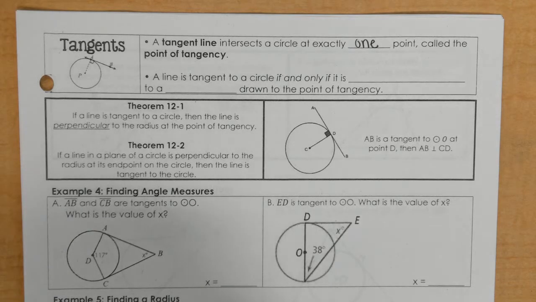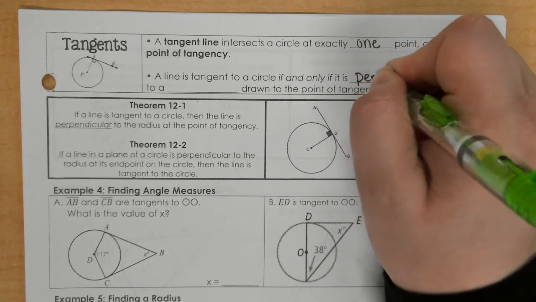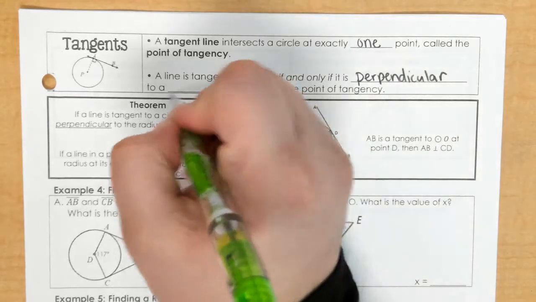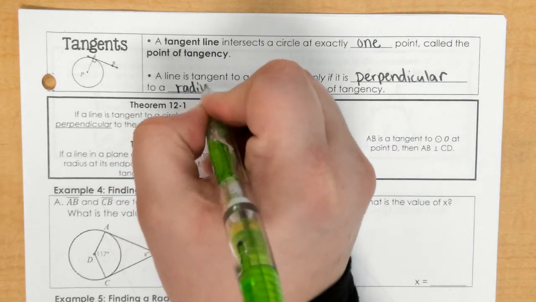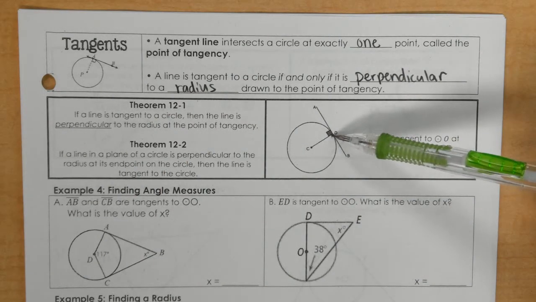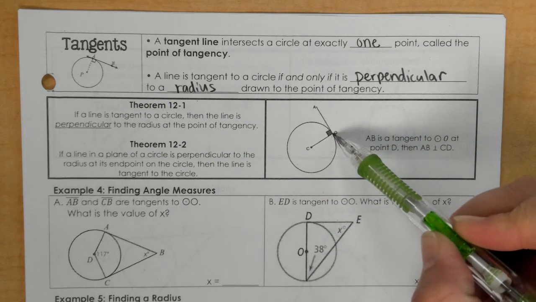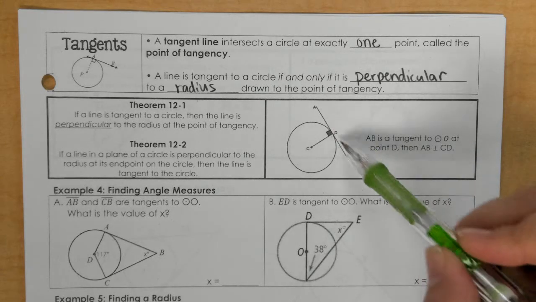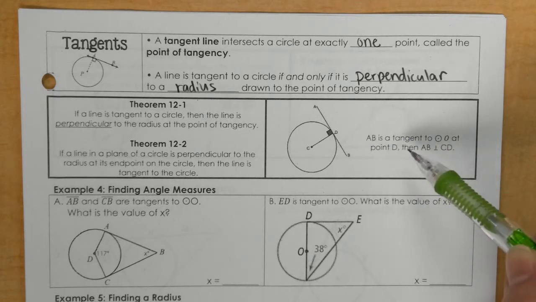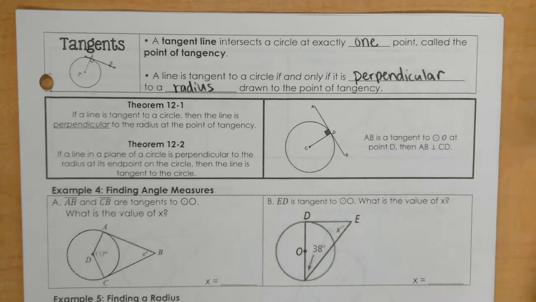A line is tangent to a circle if and only if it is perpendicular to a radius drawn to the point of tangency. So in the two examples here, in this little theorem and up here in this image, you can see that the radius meets the tangent point and creates a 90-degree angle at that line. So if AB is a tangent to circle O at the point D, then AB is perpendicular to CD, creating 90-degree angles.